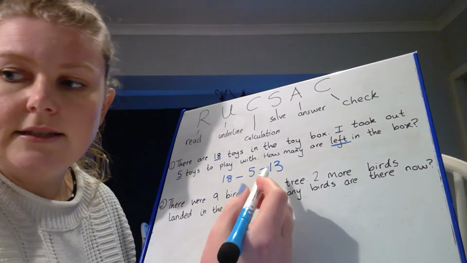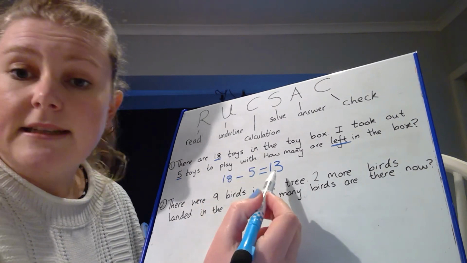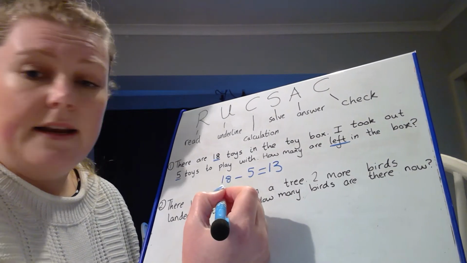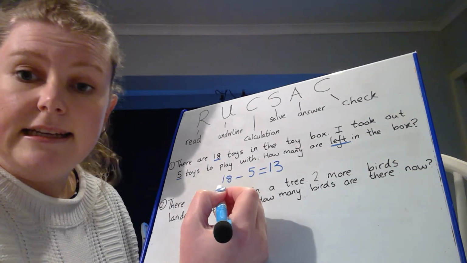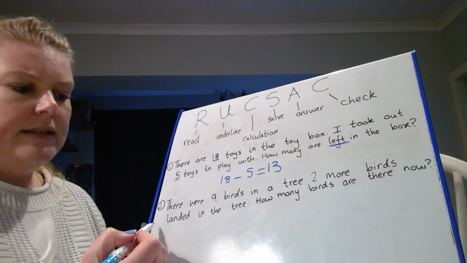There are 13 toys left in the toy box. And as we were taking away, I wanted my answer to be smaller than the number we started with, and 13 is smaller than 18. That one looks good.